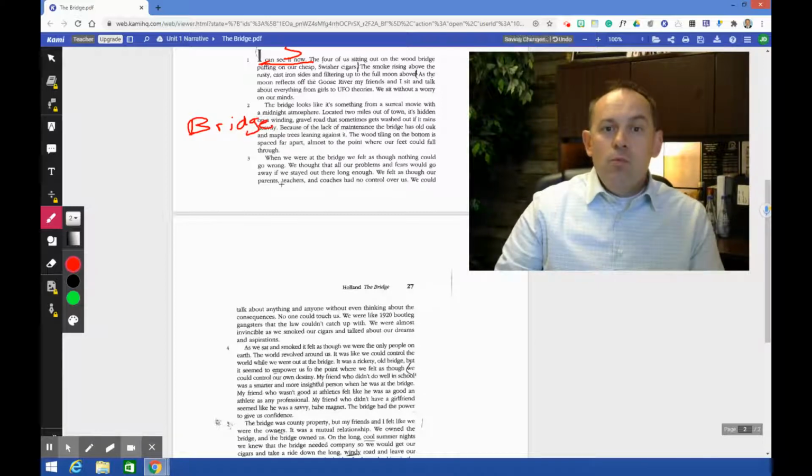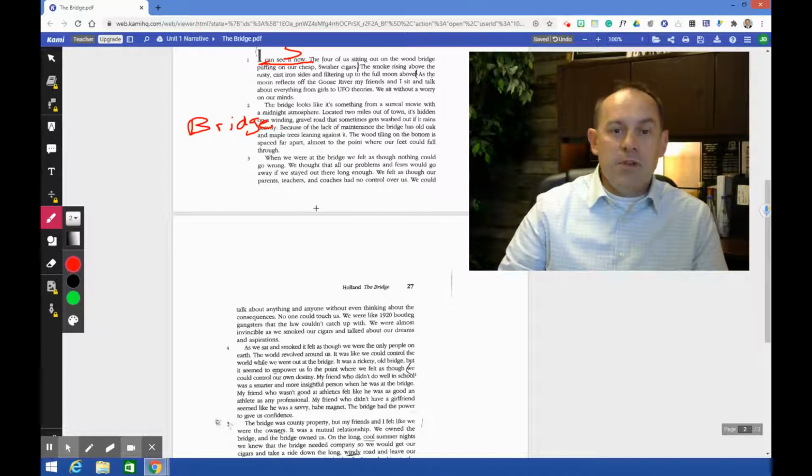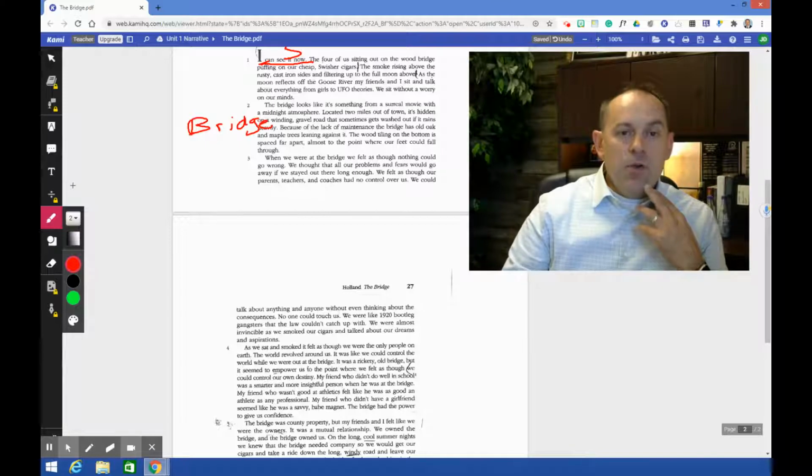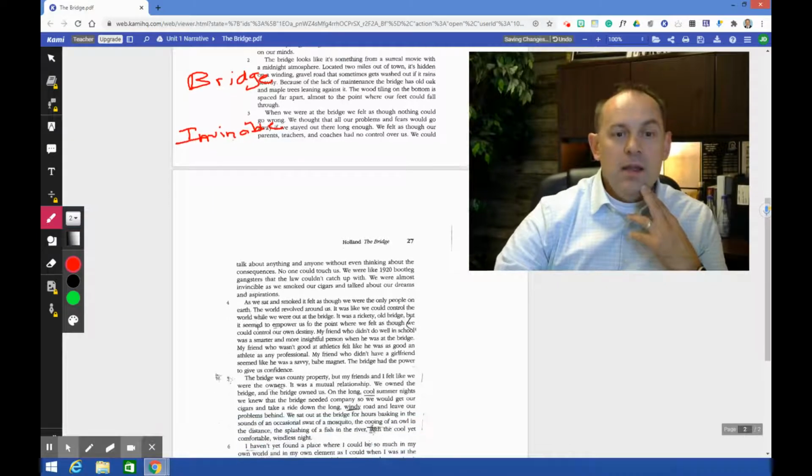Paragraph 3. When we were at the bridge, we felt as though nothing could go wrong. We thought that all our problems and fears would go away if we stayed out there long enough. We felt as though our parents, teachers, and coaches had no control of us. We could talk about anything. So it's more about a feeling in this paragraph. So maybe that feeling is a feeling of being invincible. That idea that, nothing can touch me and everything's going to be okay.